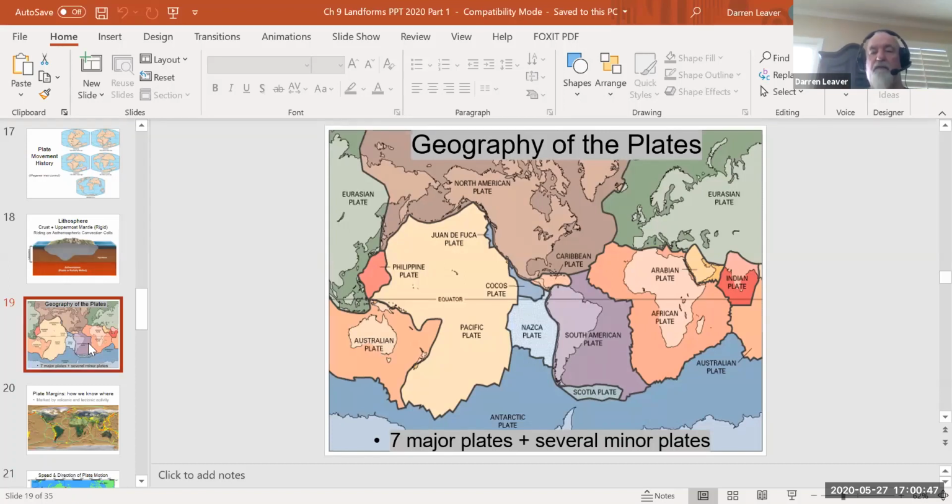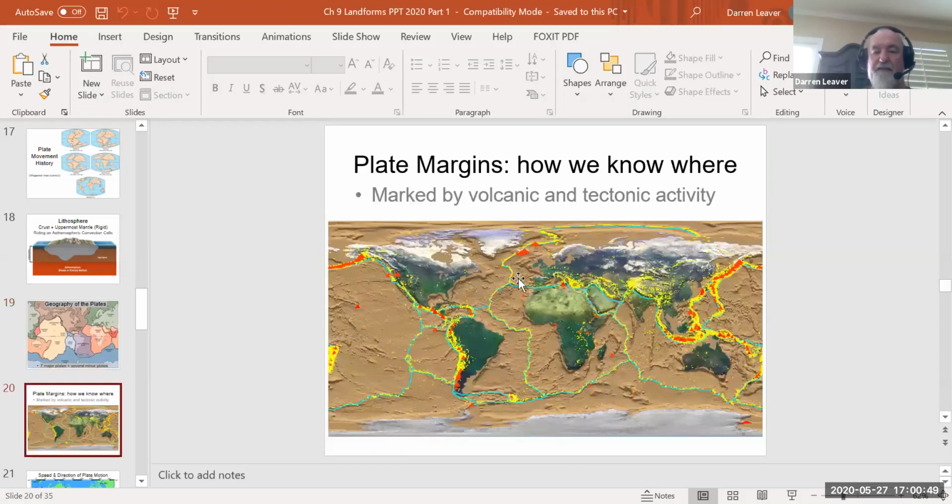One thing of note here, wherever the edges of those plates are, that's where the action is for the most part. And these plates can be ripped apart from each other, they can move into each other, and they can slide past one another. But wherever the edges are, that's where we have to focus to find out what's going on on this planet in terms of earthquakes and volcanoes.